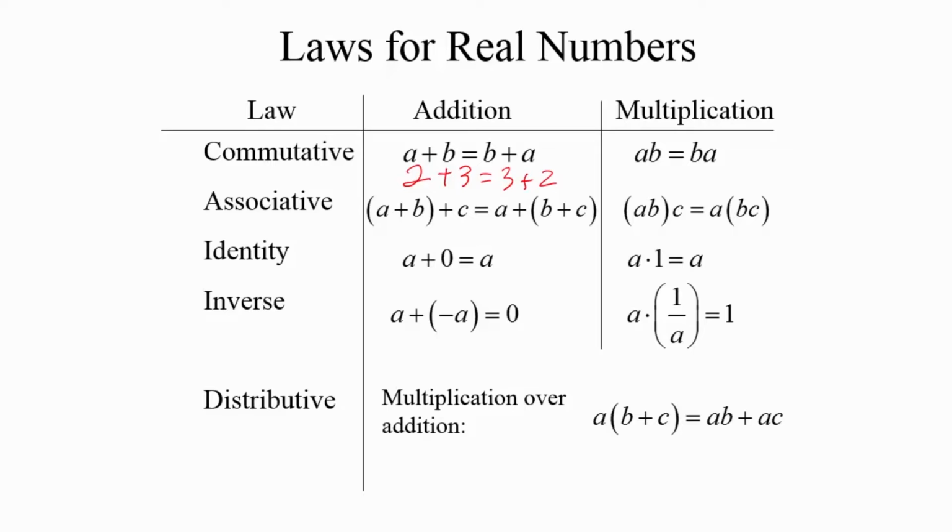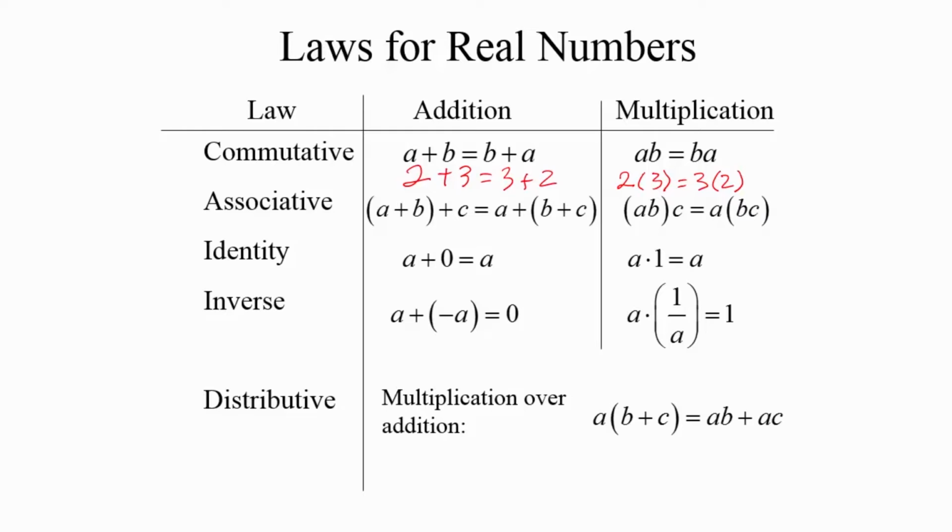Now, in multiplication, again, a times b equals b times a. Again, a and b are real numbers. So this would be 2 times 3 equals 3 times 2. Both of them would be equal to 6.